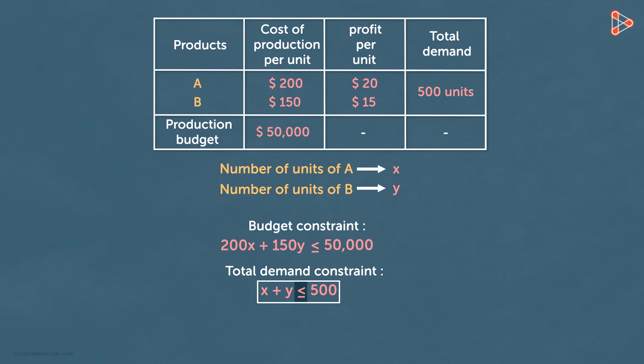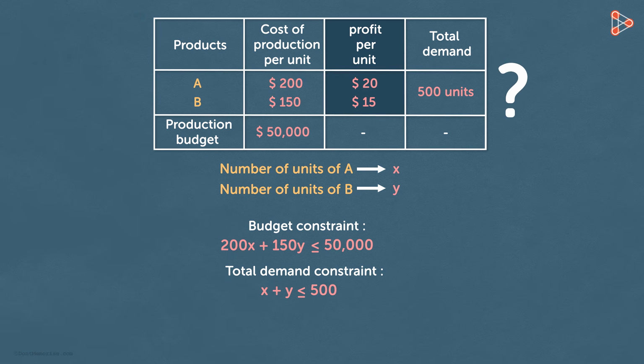And which constraint does this expression represent? Yes, it represents the demand constraint of the given problem. This means if the company produces more than 500 units of products A and B in all, it might not be able to sell them. Are there any other constraints in the problem? Not really. So let's look at the profit element of the two products.